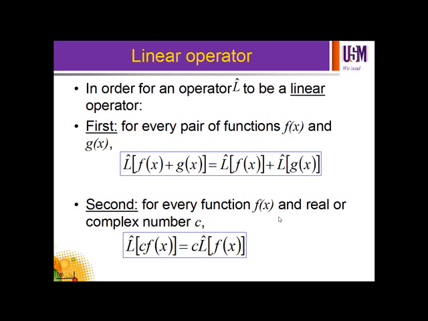Usually in quantum mechanics, we need the operator to be linear. Especially in boundary conditions and so on and so forth. So most of the time we need an operator to be linear. So the conditions for an operator to be linear are two. Okay, the first one, for every pair of functions f(x) and g(x), it means functions f and g.